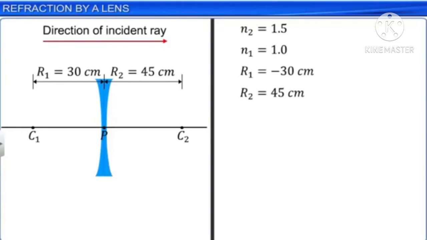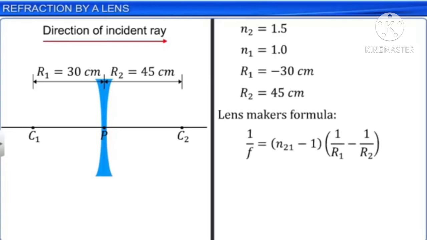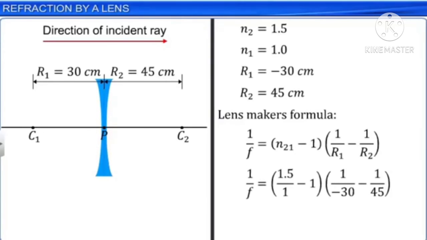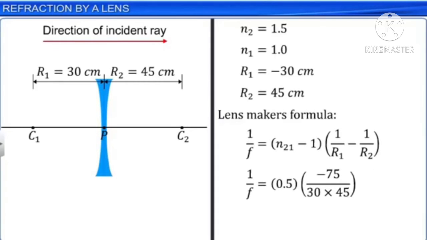Substituting these values in the lens maker's formula, and on further simplification, we get f is equal to minus 36 centimeter. What happens if the lens is placed in a liquid of refractive index 1.75? Now, N1 is equal to 1.75 and all other values remain same.